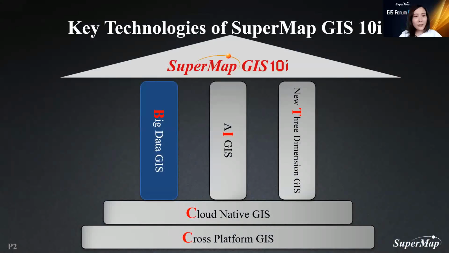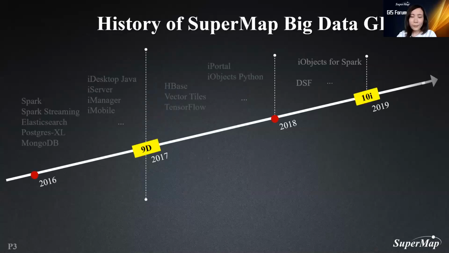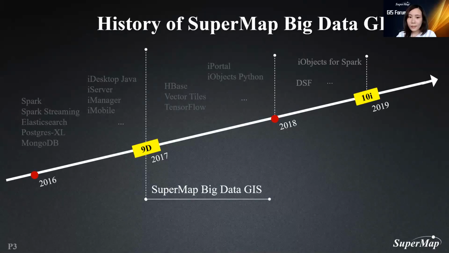So firstly, there are 5 key technologies of SuperMap GIS, BITCC, and we are going to talk about the B, Big Data GIS. SuperMap has been researching Big Data GIS technologies since 2017, and we have implemented these technologies in our production of version 9D.